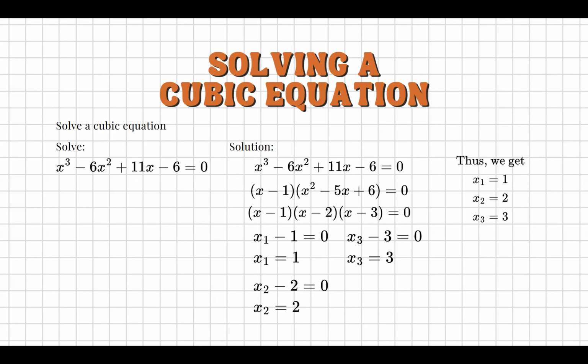So x1 minus 1 is equal to 0, so we get x1 is equal to 1. The second factor, x2 minus 2 is equal to 0, so x2 is equal to 2. And the third one, x3 minus 3 is equal to 0, so x3 is equal to 3. Thus we get x1 is equal to 1, x2 is equal to 2, and x3 is equal to 3. Next, please.